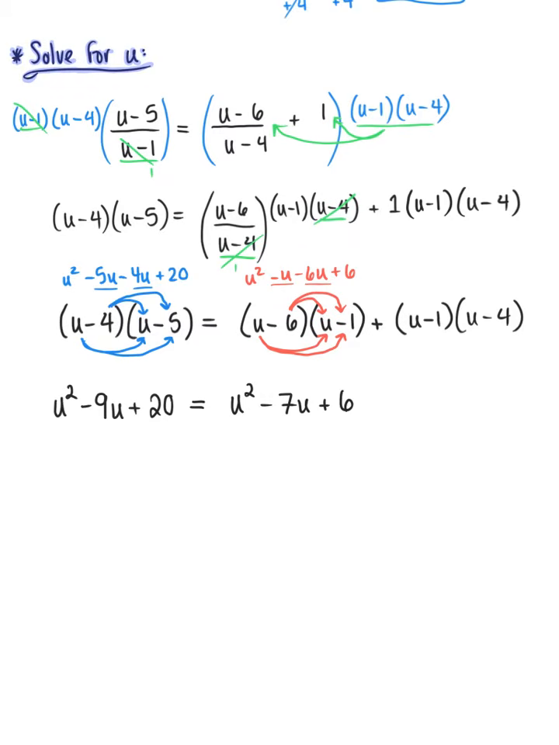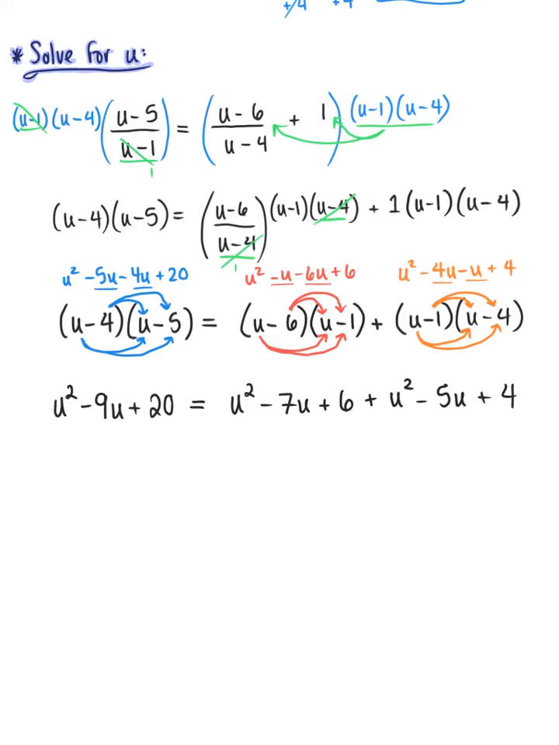And last but certainly not least, we have the second binomial product on the right-hand side, u times u, which produces u squared, u times minus 4, which is a minus 4u, negative 1 times u is a minus u, and negative 1 times negative 4 is plus 4. Those two intermediate terms are like terms, so we can rewrite this as plus u squared minus 5u plus 4.